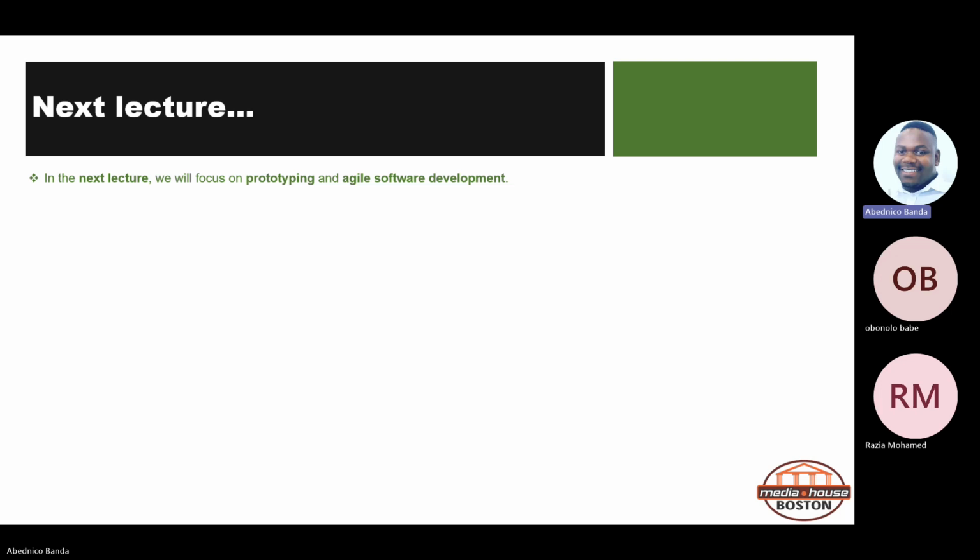All right, we came across a term called prototyping. So let's quickly have a look at prototyping and agile software development.